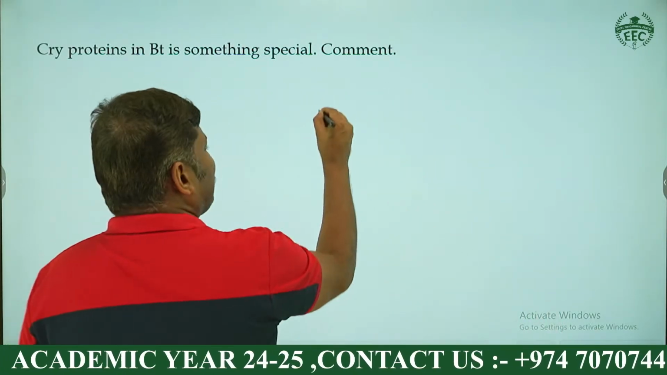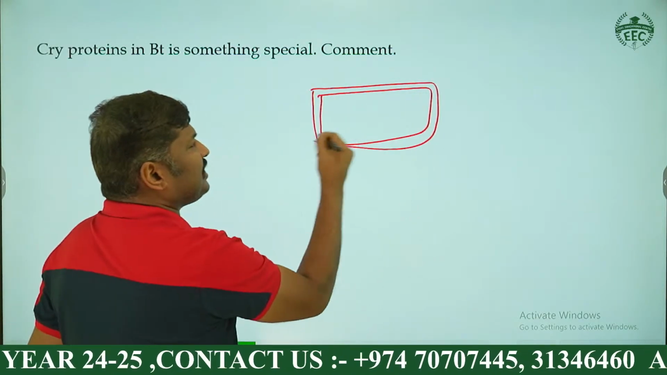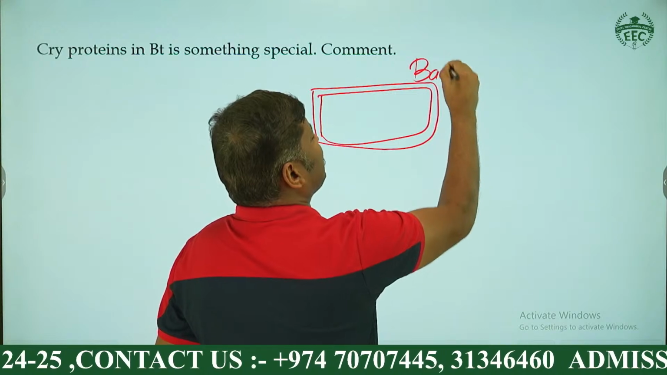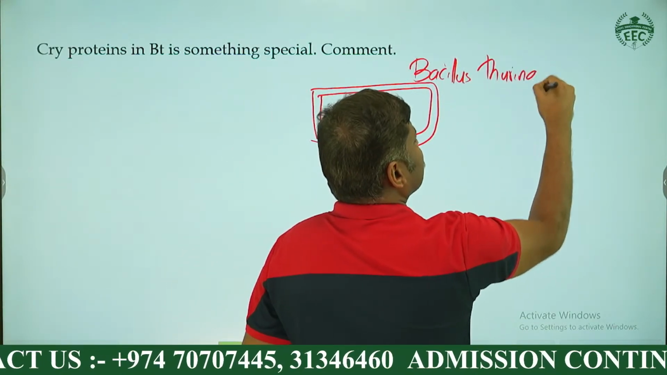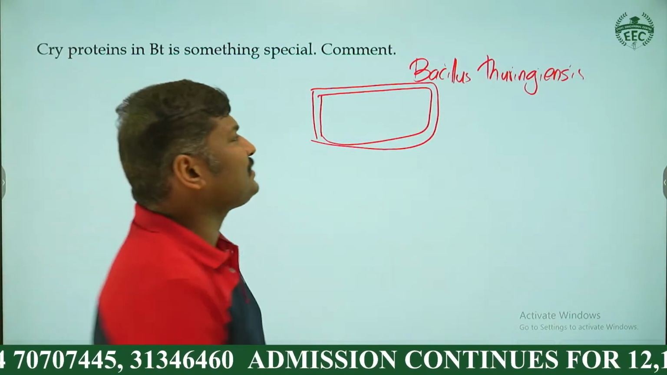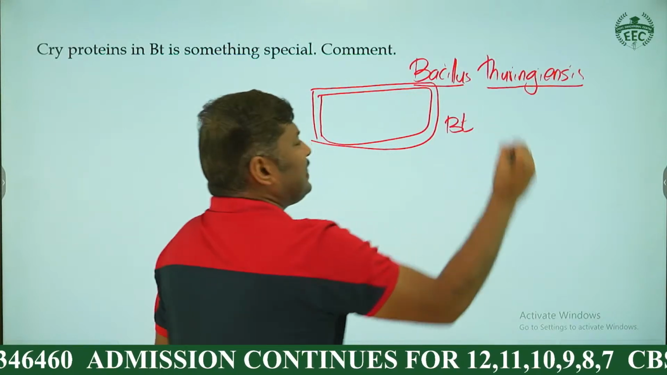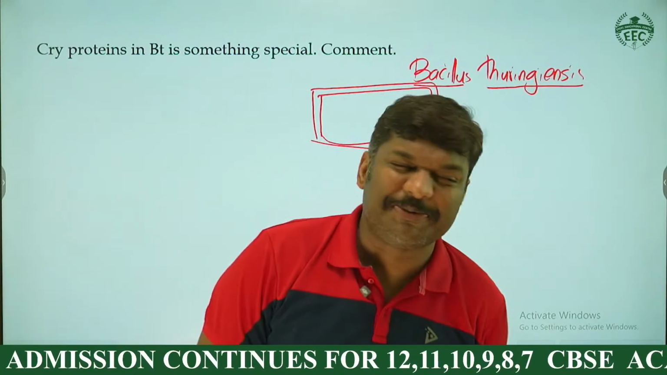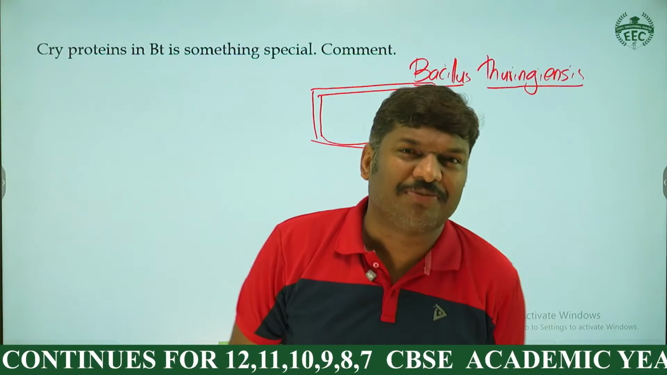Listen, please. When you are looking at bacteria, look at the board. What is the name of the bacteria? Bacillus thuringiensis. Here you can see this is B and this is T, that is BT, Bacillus thuringiensis. What is the speciality of that bacteria, my dear student?